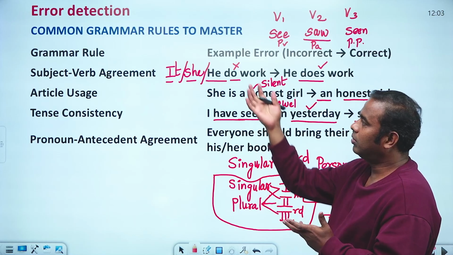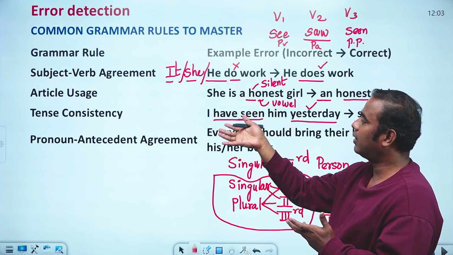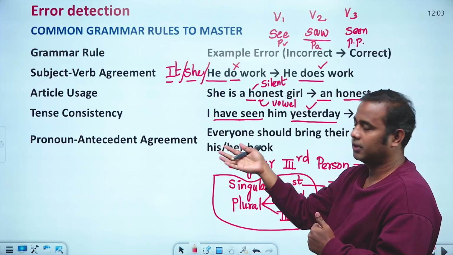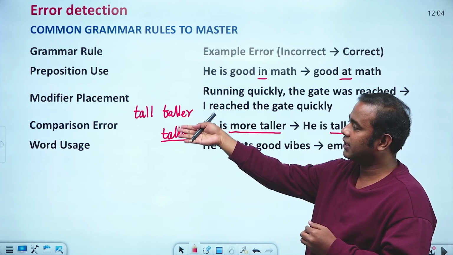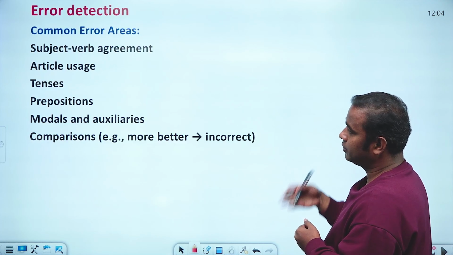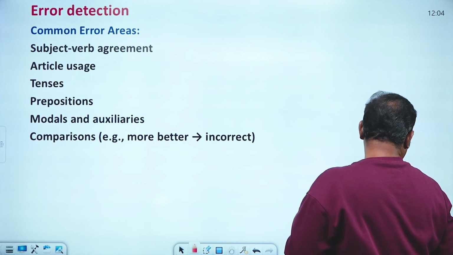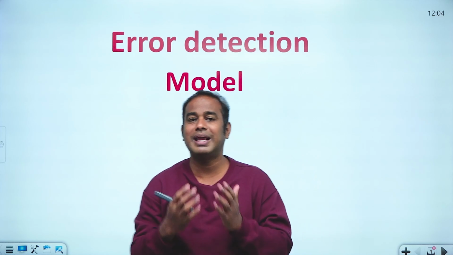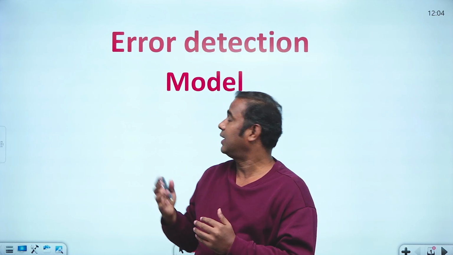at least, from an examination point of view, try to have some understanding of subject verb agreement, article usage, tense consistency, pronouns, prepositions, modifiers, comparison errors, and word usage. So articles, tenses, prepositions, modals and auxiliaries, comparisons. At minimum, try to learn these topics and basics to go for the exam. So these are the things related to the error detection model.